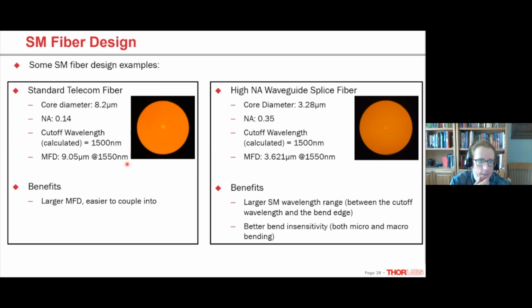So yeah, it's always going to be a bit bigger than the core, and it's also going to be a function of wavelength, and it's going to be larger at longer wavelengths.